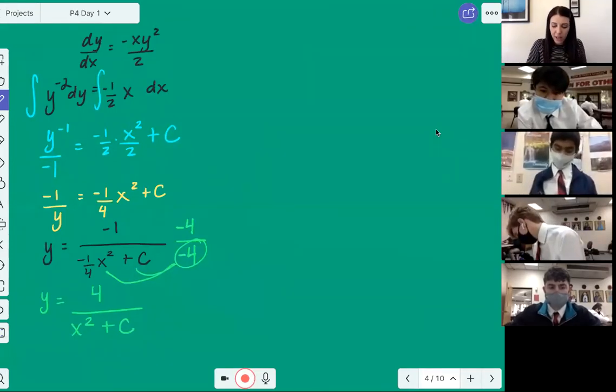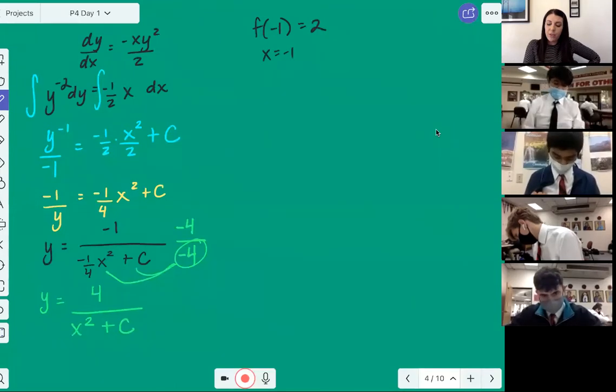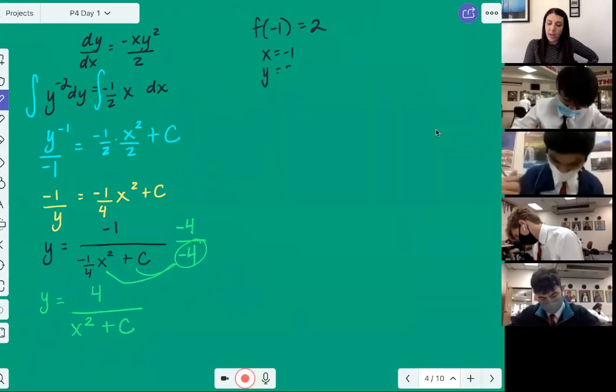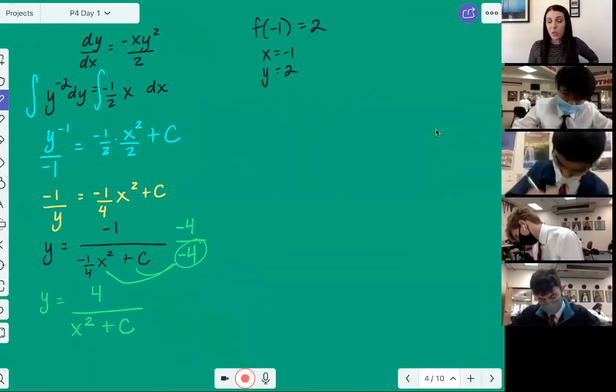Okay, all right, now we've got to plug in our initial conditions. So again, we were given f of -1 is equal to 2. I think it's helpful to write that as x equals -1, y equals 2. It seems like a stupid thing to do. It's so worth it.